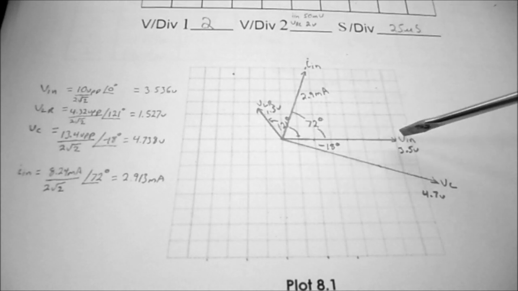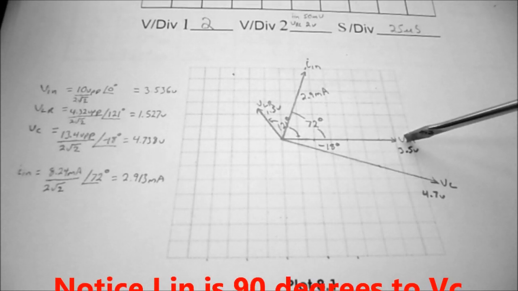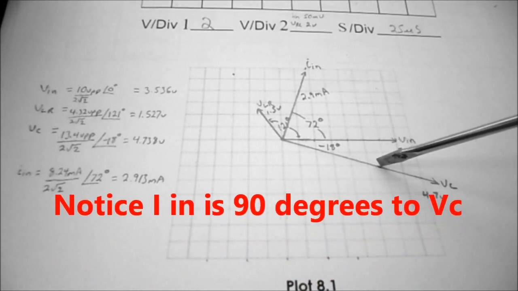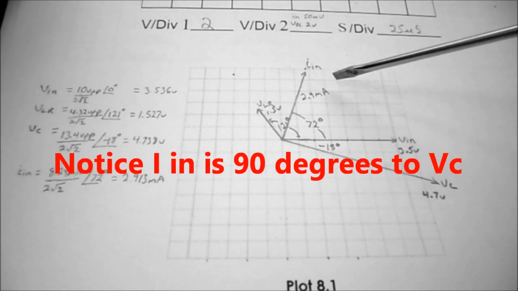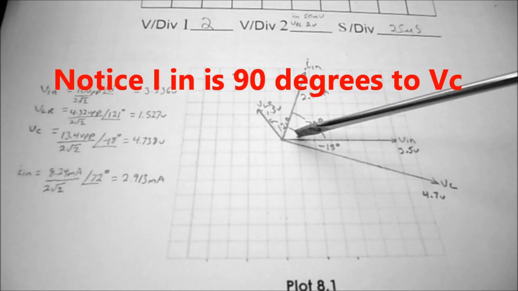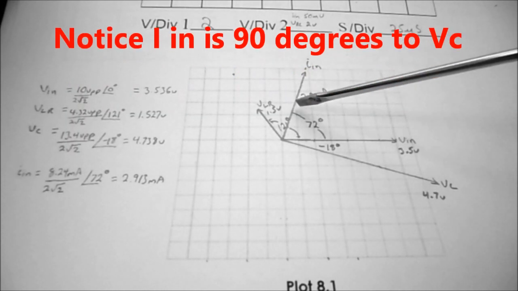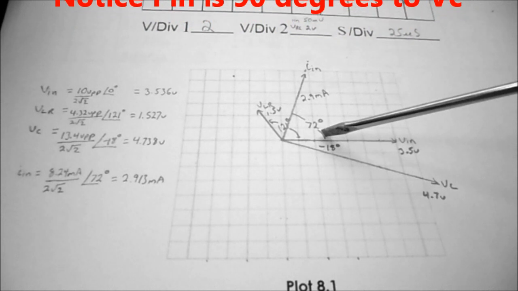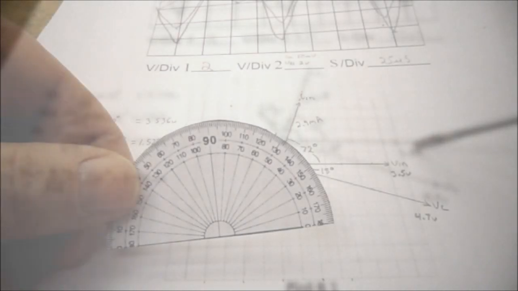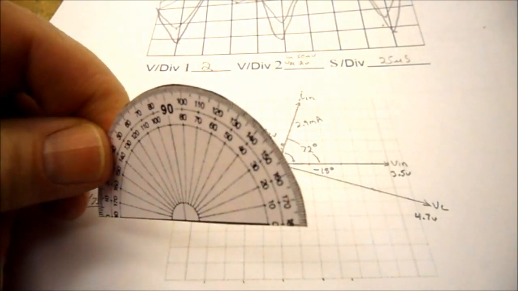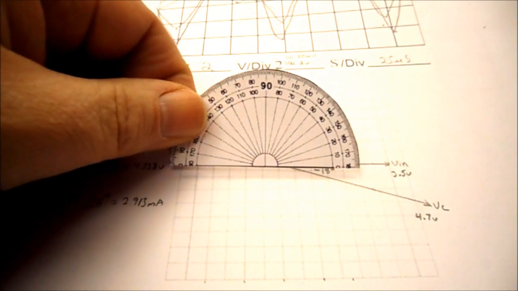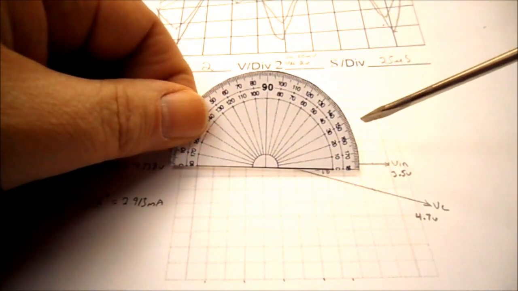I've used V in as my zero line. Then I've drawn VC at minus 18 degrees, VLR at 121 degrees, and I in at 72 degrees. If you're wondering how I got these angles, I went out on the internet and printed a protractor so I could put it on my zero line and get all my angles that I needed to draw in my phasors.